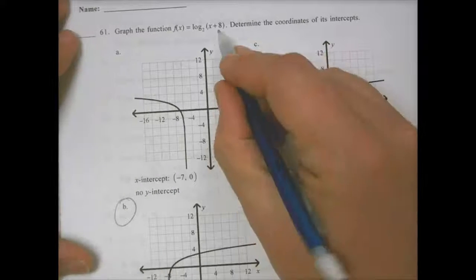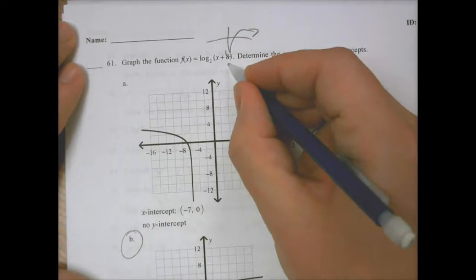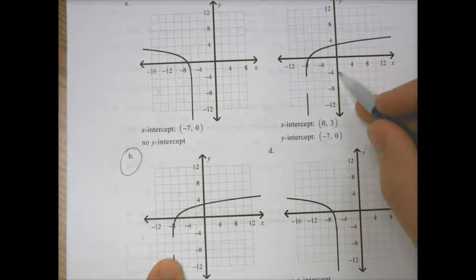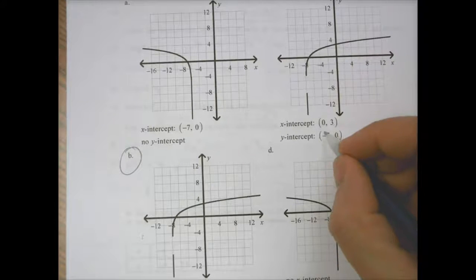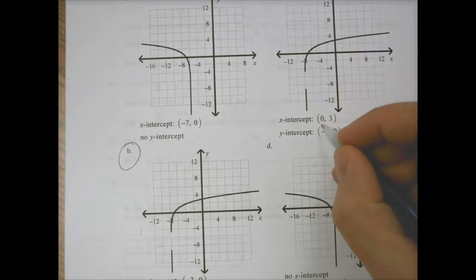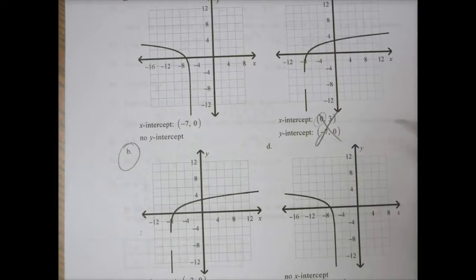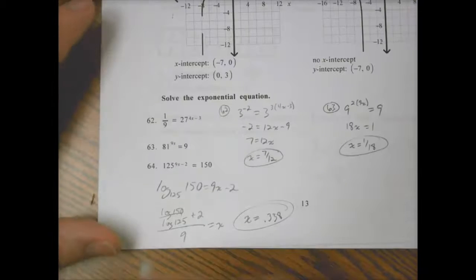This one is a log graph. Log graphs look like that. Move to the left 8, so that plus 8 moves it to the left 8. So I have two options here. Really, this is the one that we have to think about a little bit more. Now if I look at the x-intercepts, they are when y is 0, not when x is 0. So I know this is not even a possibility for x and y intercept. So B has to be my solution without even doing any of the math.